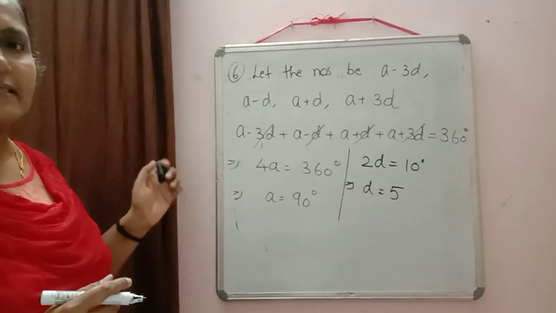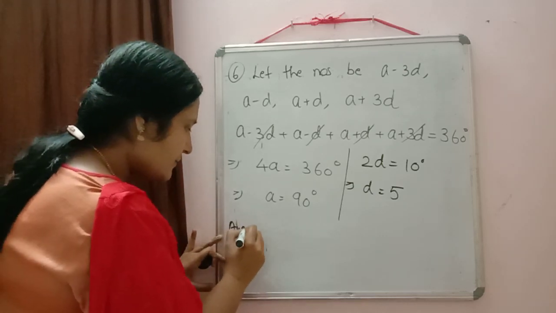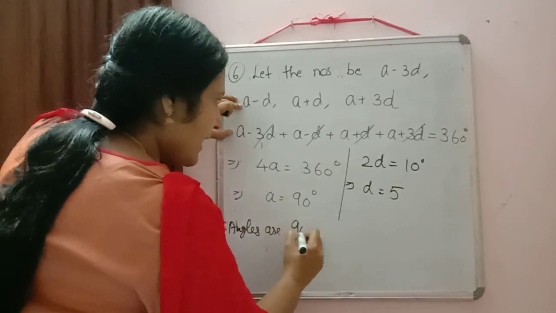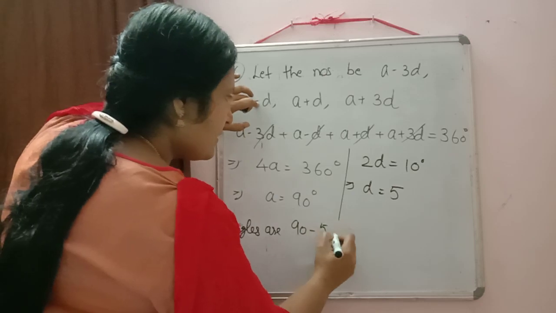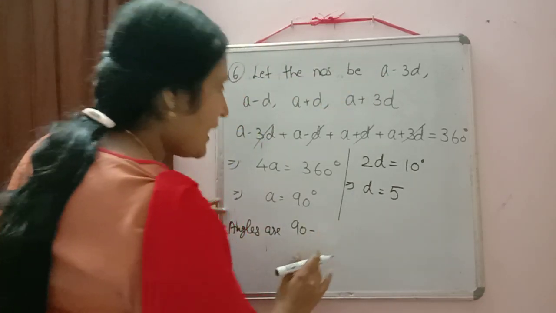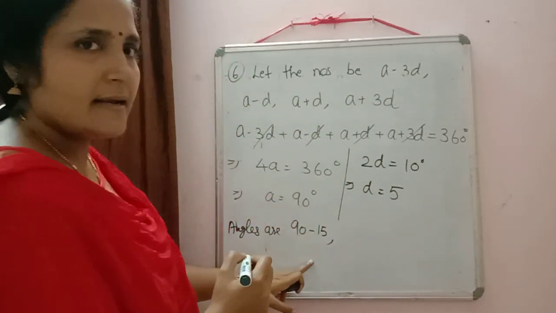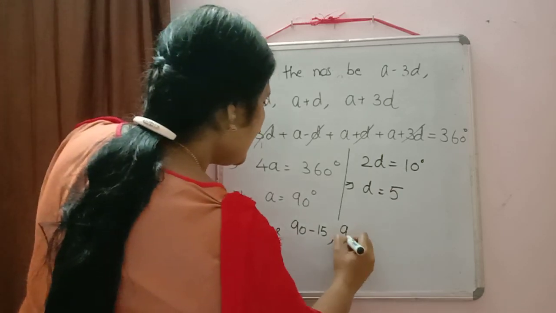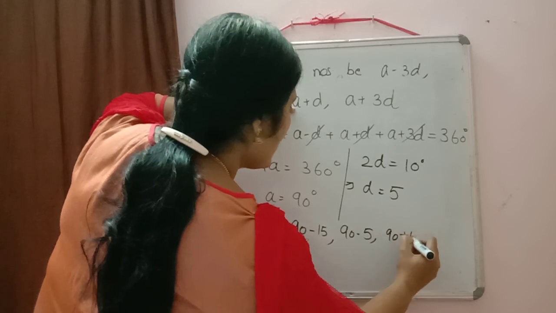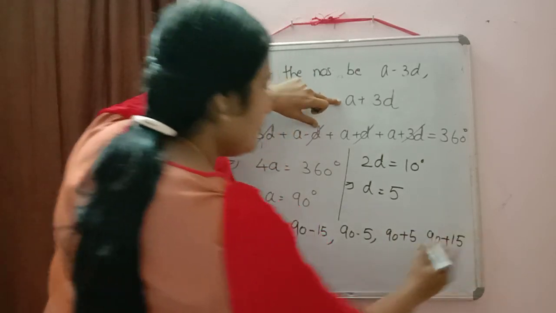Now what we will do? We will substitute the value. Just write down the angles are. First is 90 minus 3D. So 90 minus 3 into 5. So it will be equal to 90 minus 15. Next is 90 minus 5. Then next 90 plus 5. Next it will be equal to 90 plus 15.